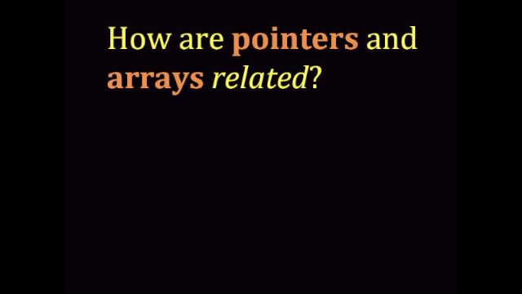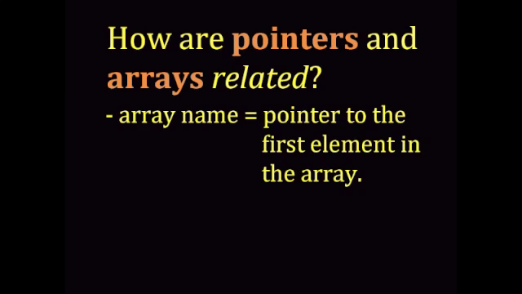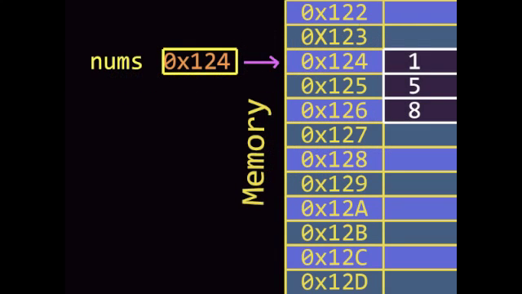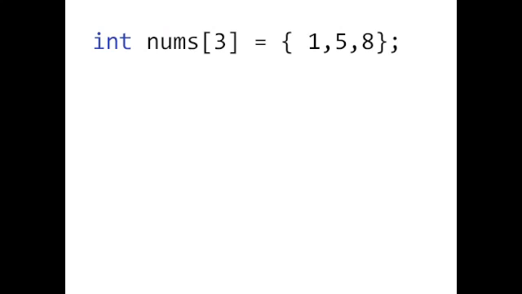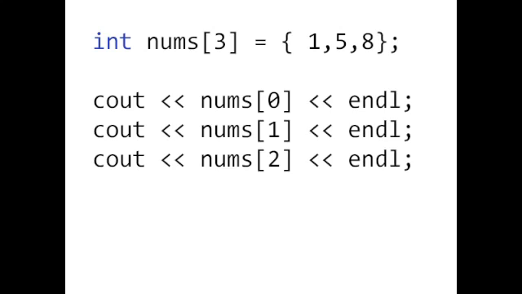How are pointers and arrays related? Every time you declare an array, you are using a pointer. The name of the array is actually a pointer to the first element of the array. Here's a simple demonstration of this fact. Here we have a 3-element array of ints. Using the square brackets, or indexing operator, we can access the contents of a certain location of the array. At location 0 we have 1, at location 1 we have 5, and at location 2 we have 8.